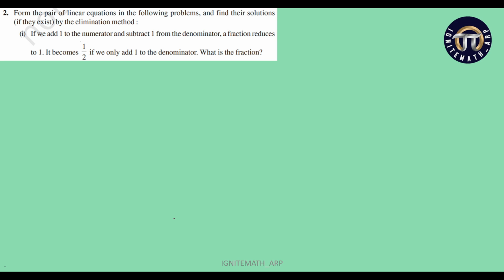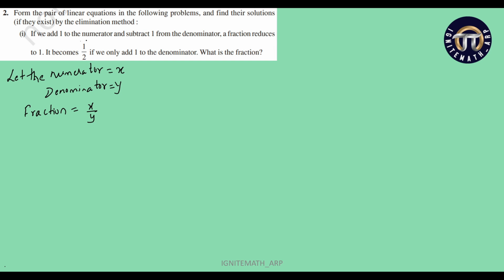Now, if we add 1 to the numerator and subtract 1 from the denominator, the fraction reduces to 1 and it becomes half if we add 1 to the denominator. What is the fraction? So, let the numerator be equal to x and the denominator be equal to y. Clear, children? Okay, so what is the required fraction? Fraction is equal to x divided by y.